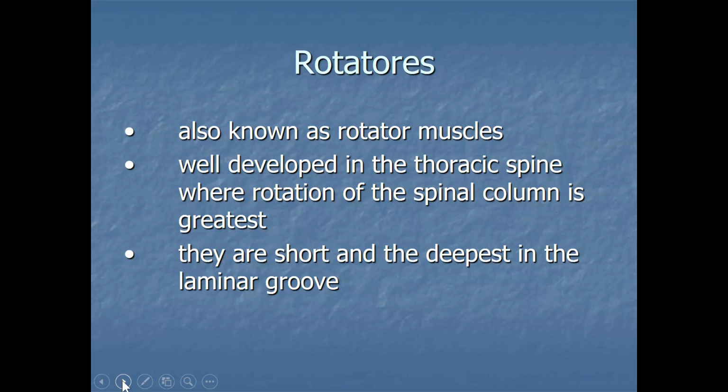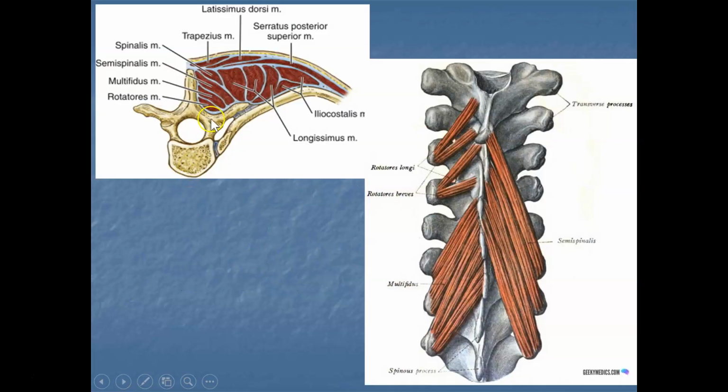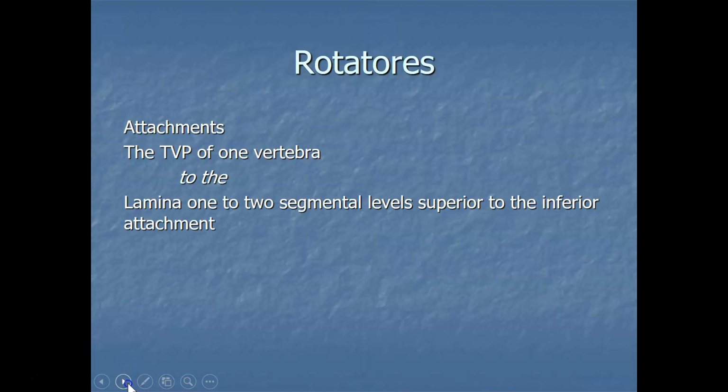They are very short and they are the deepest found in the laminar groove. So we see all the way down in here, very, very deep. And we can see, now in the diagrams, you're going to see rotatores longi and rotatores brevis. We're not going to get that specific. We're basically going to be talking about rotator longi, how it rises up, but it is very, very deep in the laminar groove.